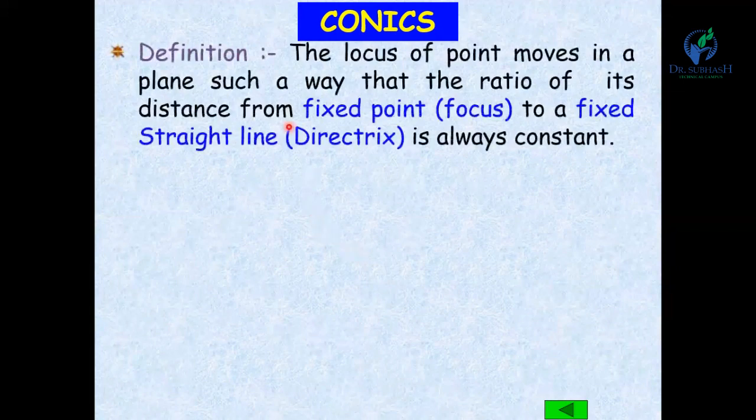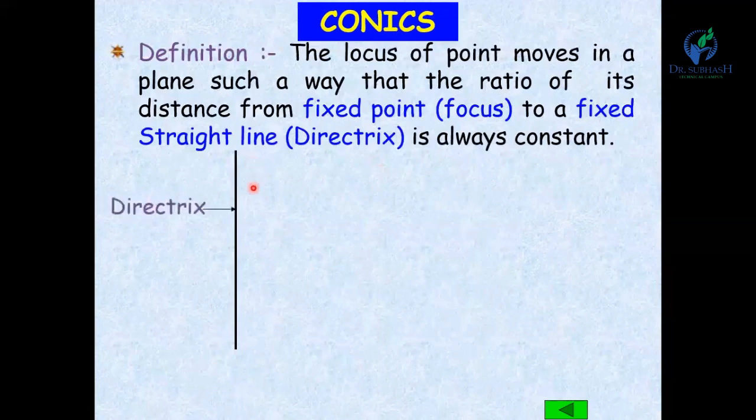Now, the technical definition of the conics. The conic is the locus of a point that moves in a plane in such a way that the ratio of its distance from a fixed point, known as the focus, to a fixed straight line, known as the directrix, is always constant. Now let us understand this definition.